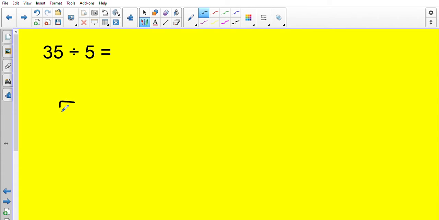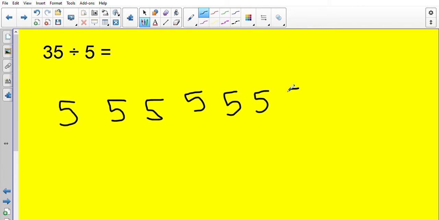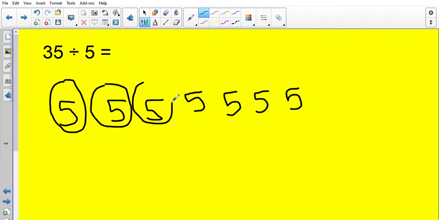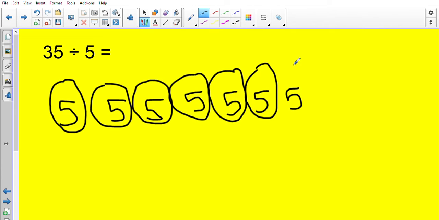So we've got 5, 10, 15, 20, 25, 30, 35. And each one of these fives is a group. So we've got one group, two groups, 3 groups, 4 groups, 5, 6, 7. So 7 fives. 35 divided by 5 equals 7.